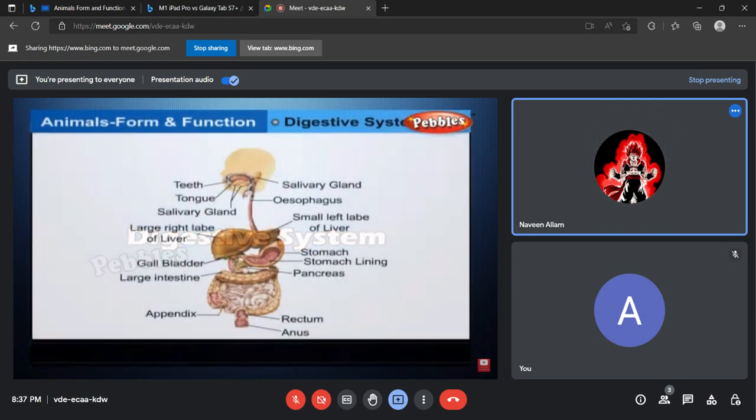Digestive system. Parts of the digestive system are the mouth, tongue, teeth, salivary glands, esophagus (food pipe), stomach, liver and gallbladder, small intestine, pancreas, large intestine, and anus. Function: to convert complex food into simple, soluble form so that it can be easily absorbed by the blood.